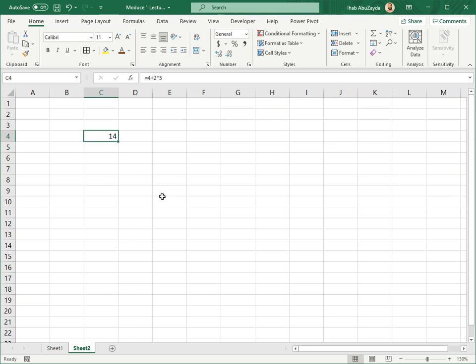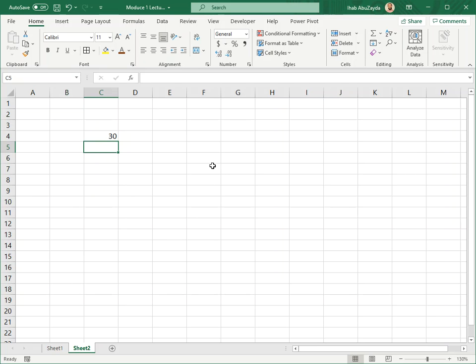So if I want to get 30 instead, you can add parentheses. I can add a parenthesis before the 4 and after the 2. That tells Excel to do whatever is inside the parentheses first, then do the multiplication. And so we get 30 instead.